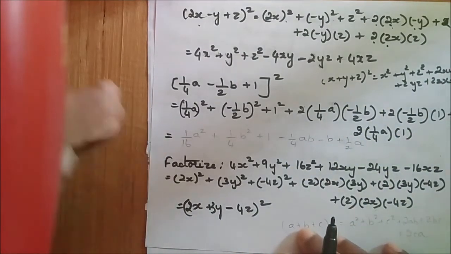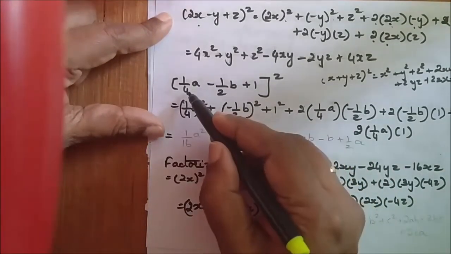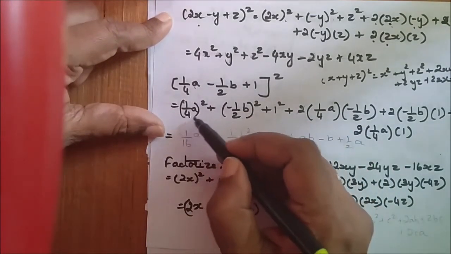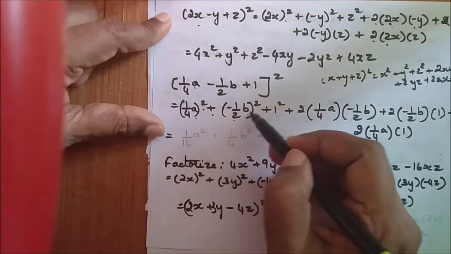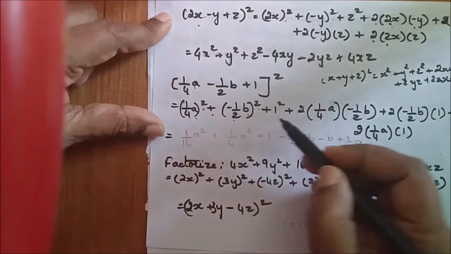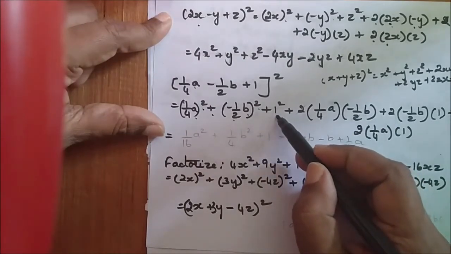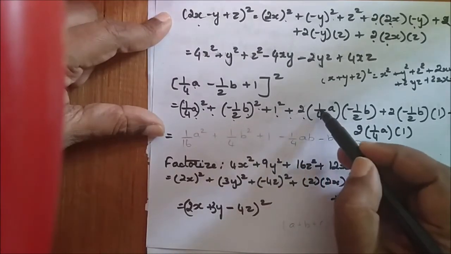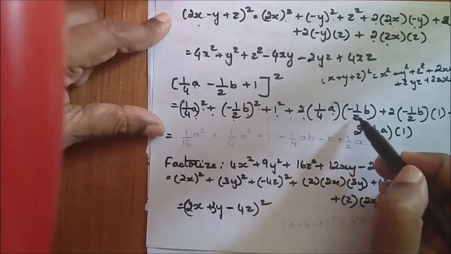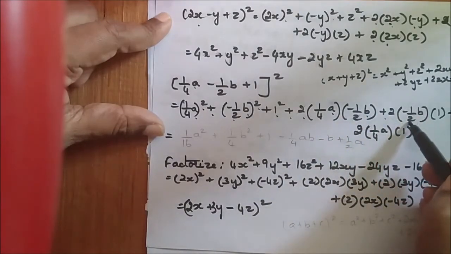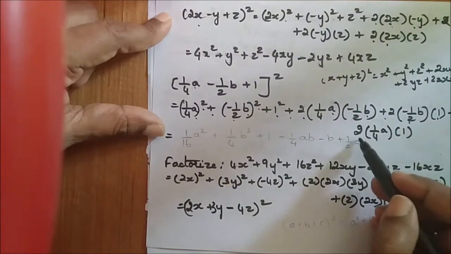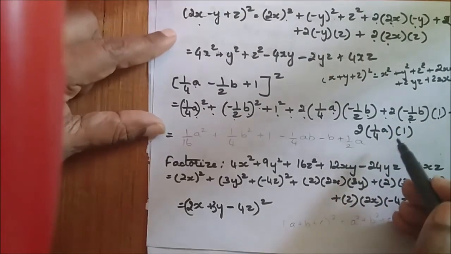So now what is my x in this case? It is 1/4a. So it is (1/4a) the whole squared plus (-1/2b) the whole squared plus z is 1 squared, plus 2 into 1/4a into -1/2b, plus 2 into -1/2b into 1, plus 2 into 1/4a into 1.